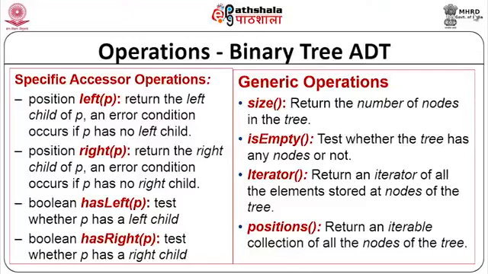Iterator returns an iterator of all the elements stored in all the nodes. This is specific to tree applications. So, it just gives you all the elements of all the nodes. Positions returns an iterable collection of all the nodes in the tree. The iterator returns the elements, that means the data in those nodes, while positions will give you all the addresses of the nodes in whatever way the implementation is happening. We have not specified the implementation as yet.